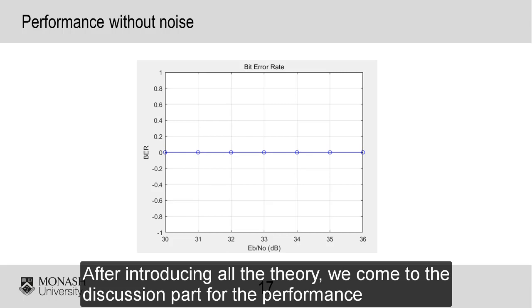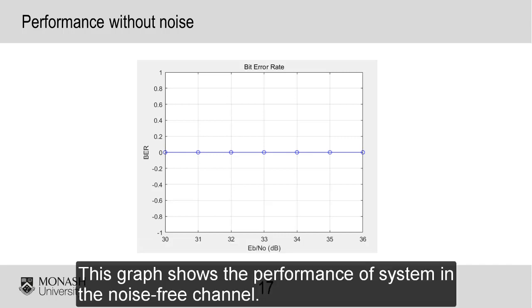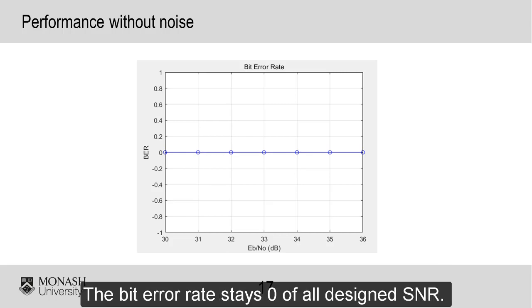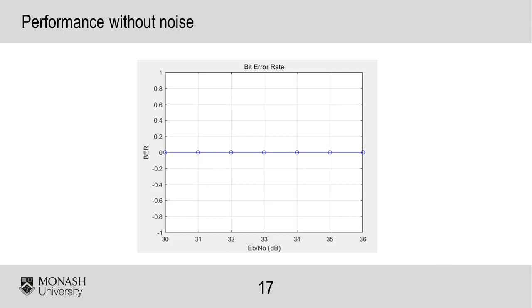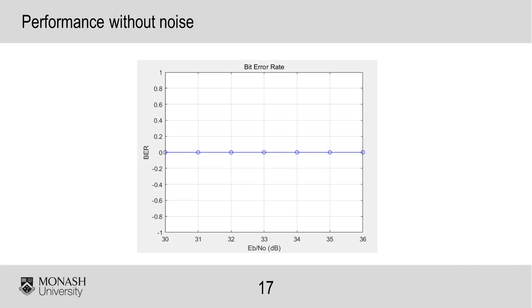After introducing all the theory, we come to the discussion part for the performance with noise. A properly designed communication system should have no error in decoding. This graph shows the performance of the system in the noise-free channel. Since the receiver receives the code word exactly as what the encoder produced, the bit error rate stays zero for all designed SNR. This performance indicates that the simulation is designed properly.